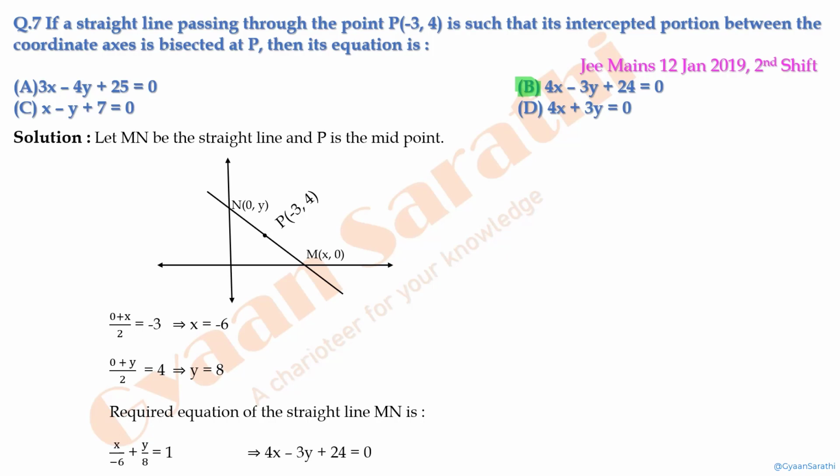So I can write (0 plus x) by 2 is equal to minus 3 and we get x equal to minus 6, and (0 plus y) by 2 is equal to 4. That gives y equal to 8. And using the intercept form, that is x by a plus y by b is equal to 1, substituting the value of a to be minus 6 and b to be 8, we get 4x minus 3y plus 24 is equal to 0.